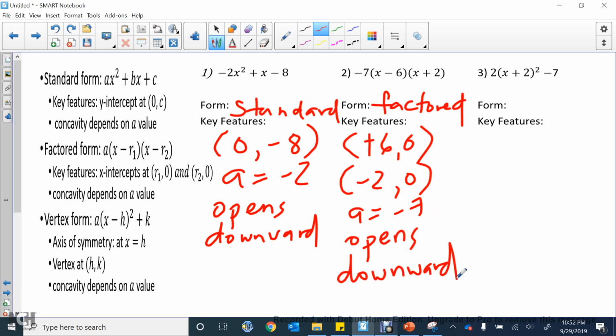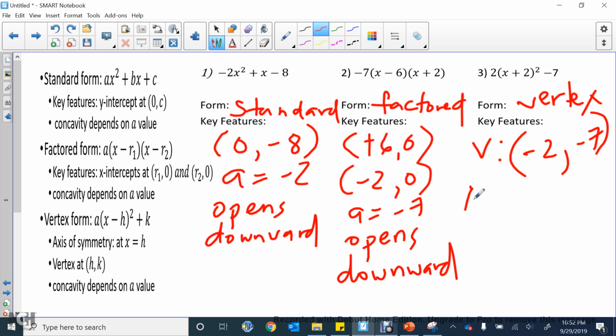And the last example is 2 times the quantity x plus 2 squared minus 7. So definitely this is the vertex form. Let us find out the location of the vertex. So our vertex will be located at positive 2, it will become negative 2, and our y will be at negative 7.